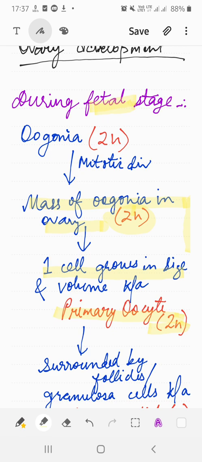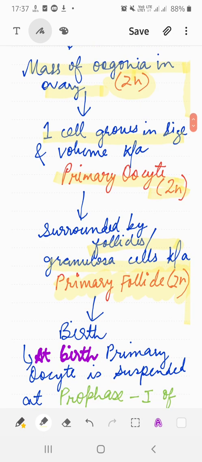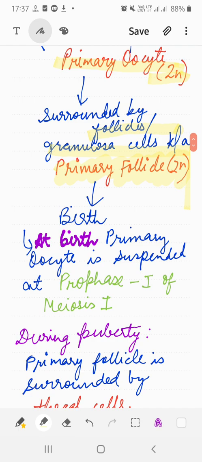Now this primary oocyte is surrounded by a layer of cells, the follicular or granulosa cells, and this stage is known as the primary follicle. At this stage the birth of the baby takes place, and the baby is born with the ovary in the primary follicle stage, having the primary oocyte surrounded by a cell layer.